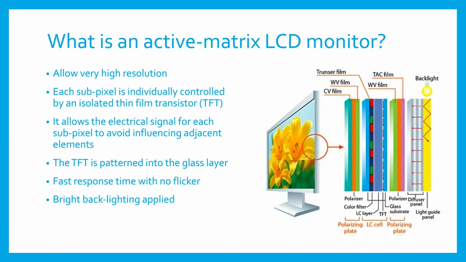What we use in radiology is an active matrix, and this is needed for the high resolution images. And what makes this so special is that each pixel has a thin film transistor, which is basically the electronics attached to each pixel, so that it's going to be able to read the information. And so this gives you a fast response time with no flicker, and it allows the electrical signal for each subpixel to be read. And then there's a backlighting that's applied, which we'll get into.